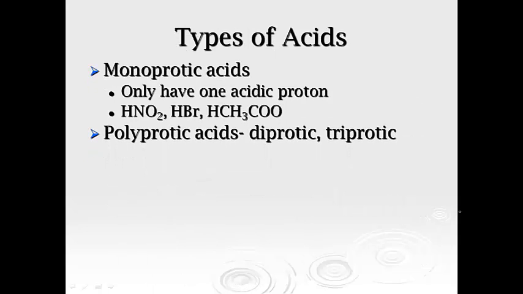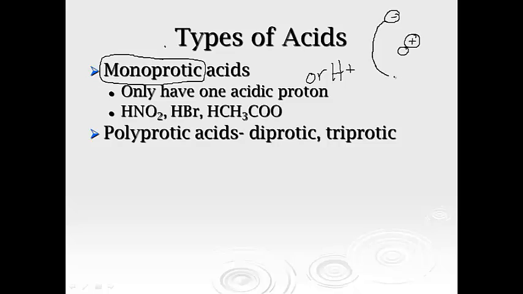Okay, we have some definitions here. Monoprotic acids are acids that only have one acidic proton. You'll hear us sometimes refer to a hydrogen ion as an acidic proton because if you think about hydrogen from a molecular level, hydrogen is number 1 on the periodic table. So that means it's going to have 1 proton. It may have some neutrons, but in a neutral hydrogen atom, you have 1 proton and 1 electron floating around.